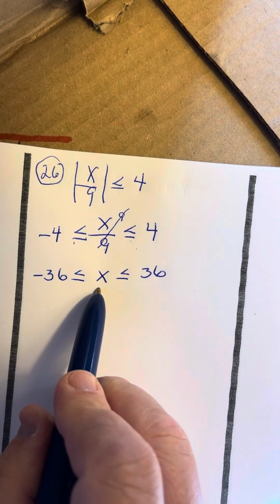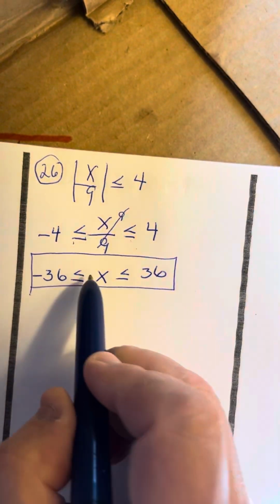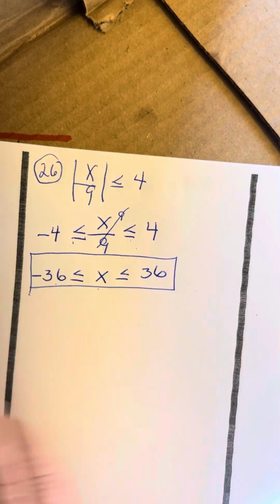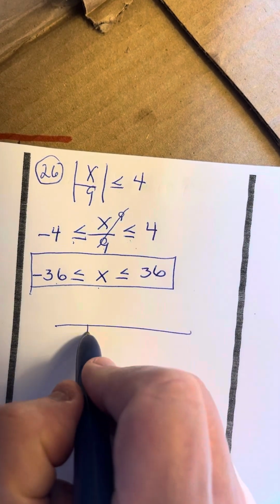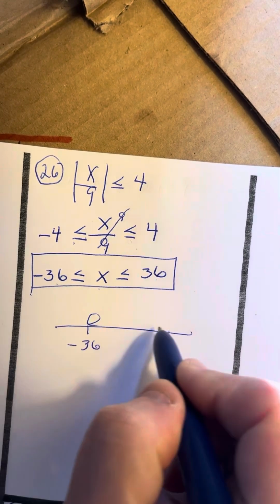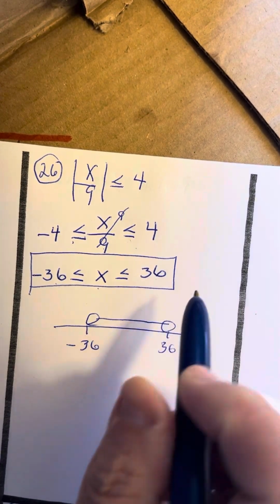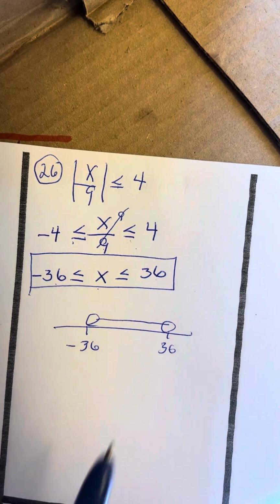Is the x alone? Yes, then you're done. It's between negative 36 and 36. Any of those answers will work. On a number line, notice it's in between. Absolute value less than, in between.